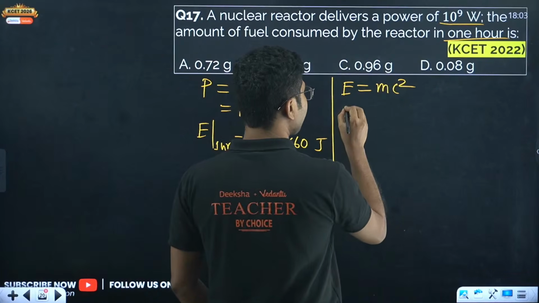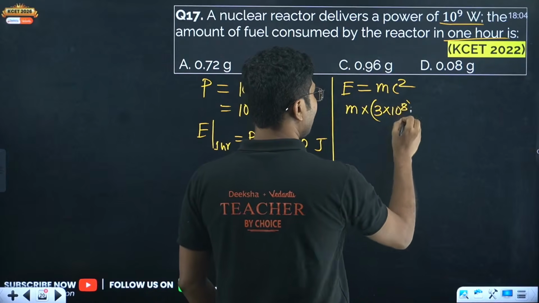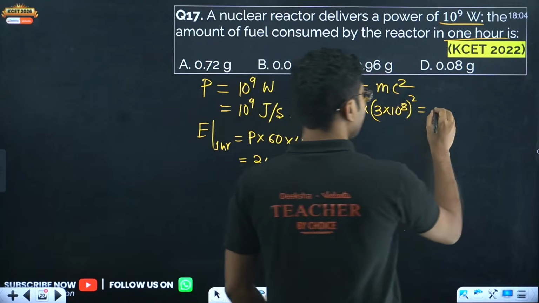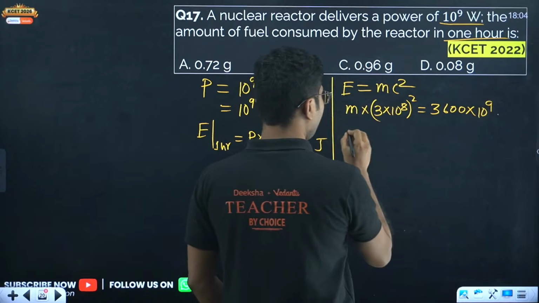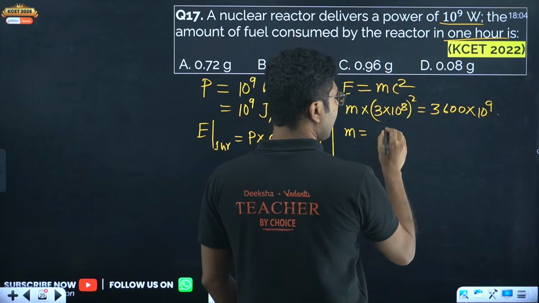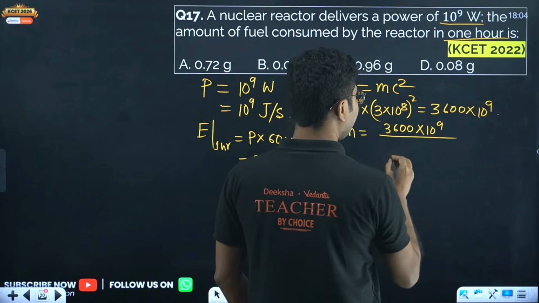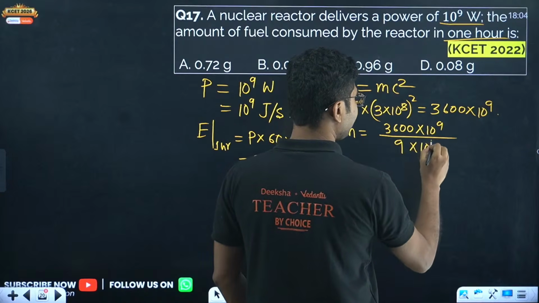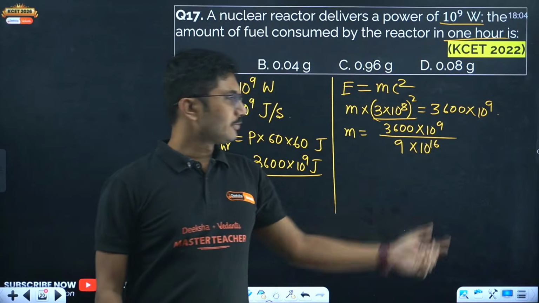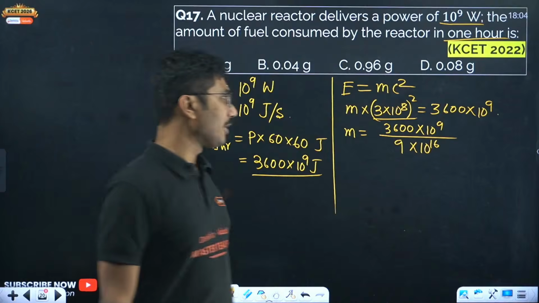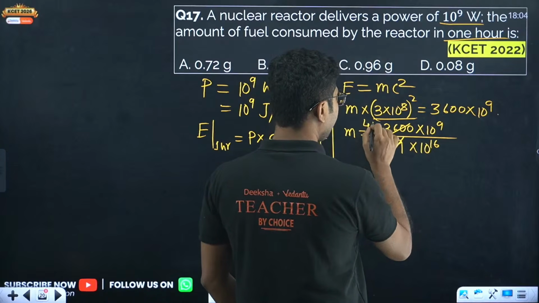So mc², m into (3 into 10 to the power of 8) whole squared, equals 3600 into 10 to the power of 9. Or m equals 3600 into 10 to the power of 9 divided by 9 into 10 to the power of 16. So m equals this divided by this. 3 into 10 to the power of 8 whole squared is 9 into 10 to the power of 16. Four 9s are 36, so it will be 400.